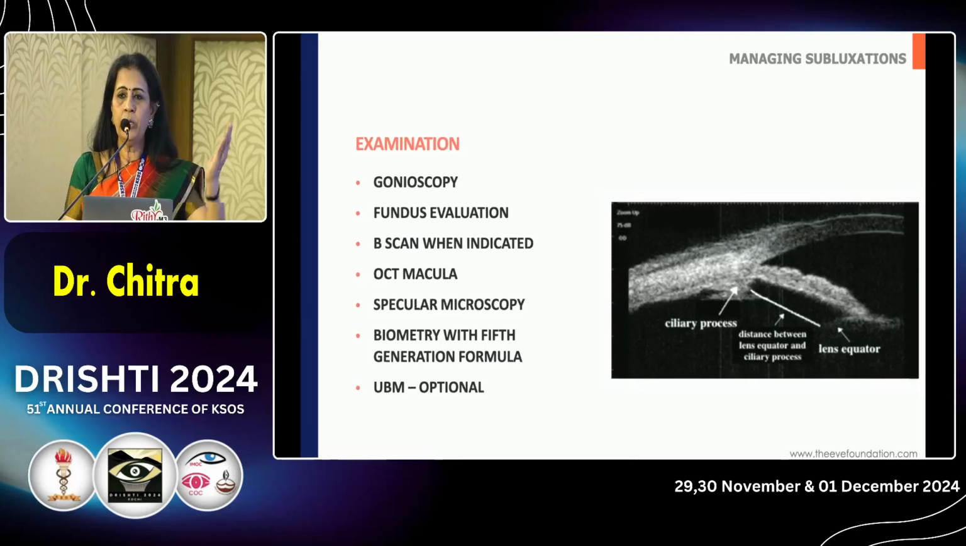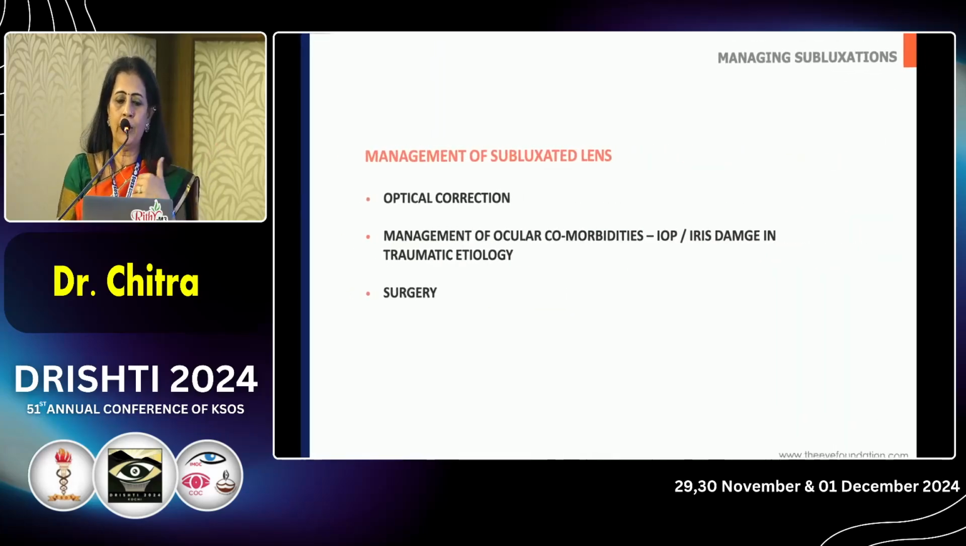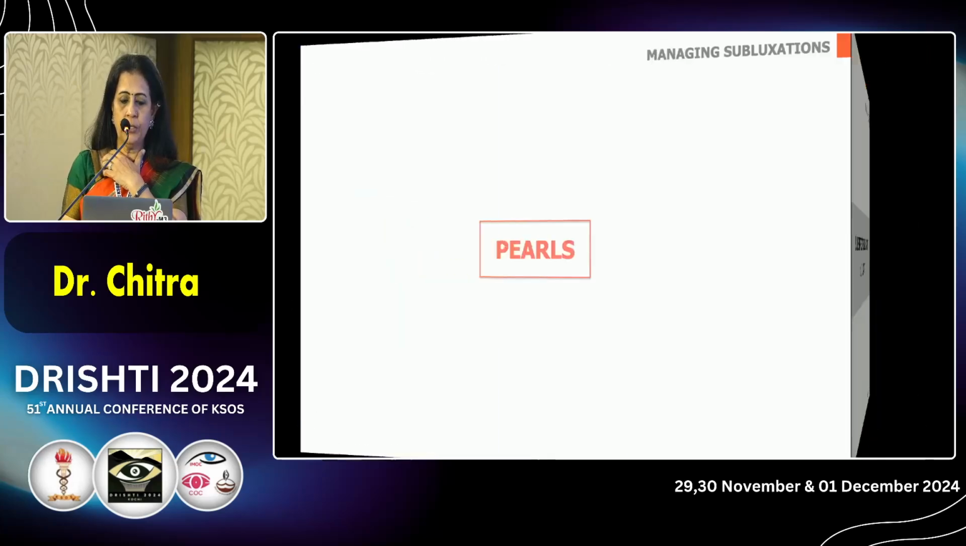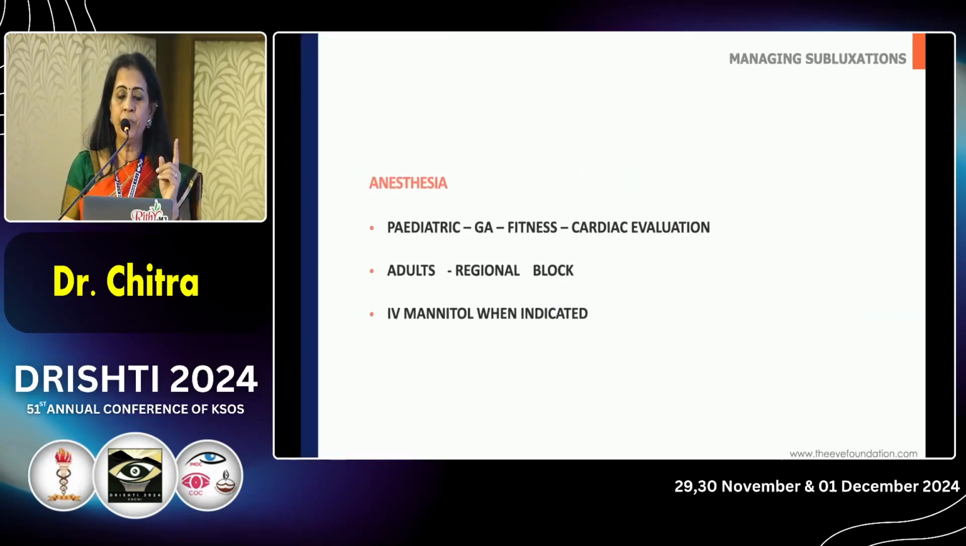Then going on, you need to do all these evaluations, and if the fundus evaluation is not possible, you may have to do a B scan, and you have to use the latest formula. I'm going to go on to the key pearls which we need to keep in mind. The first thing, if it is a child, there has to be a cardiac evaluation. Fitness has to be taken.